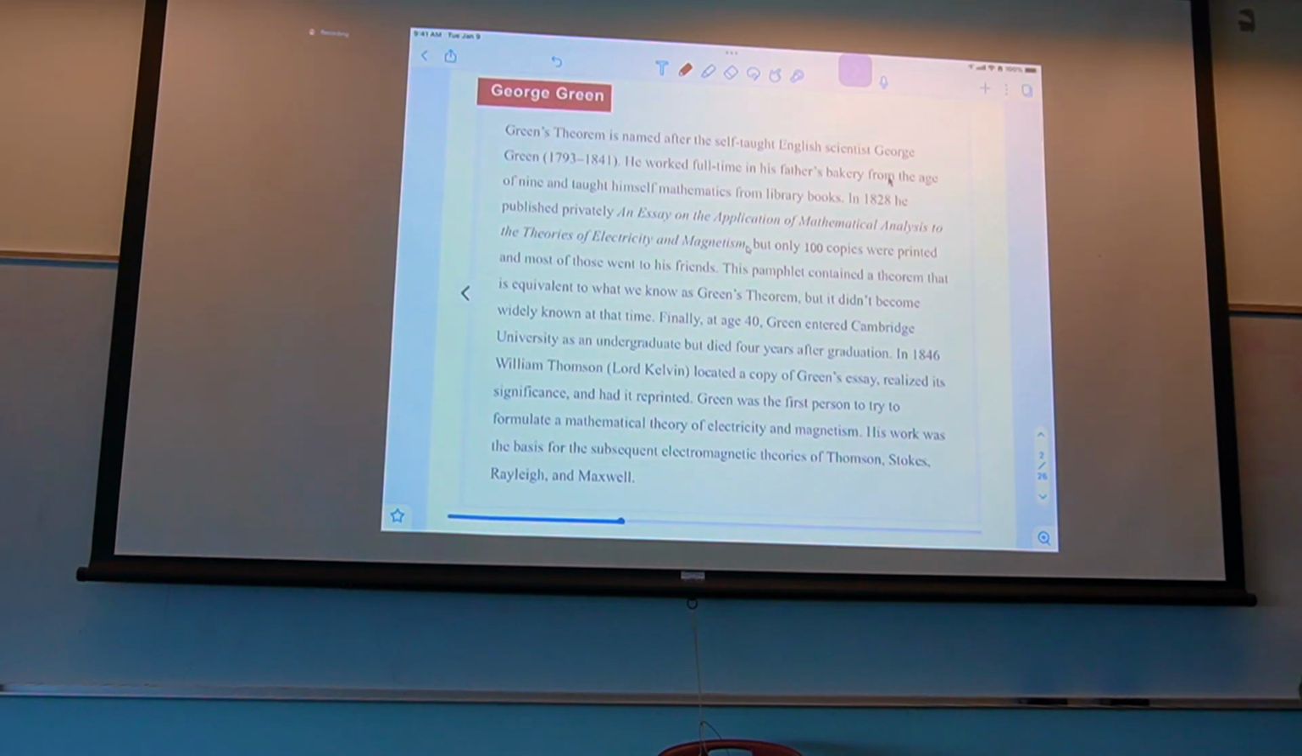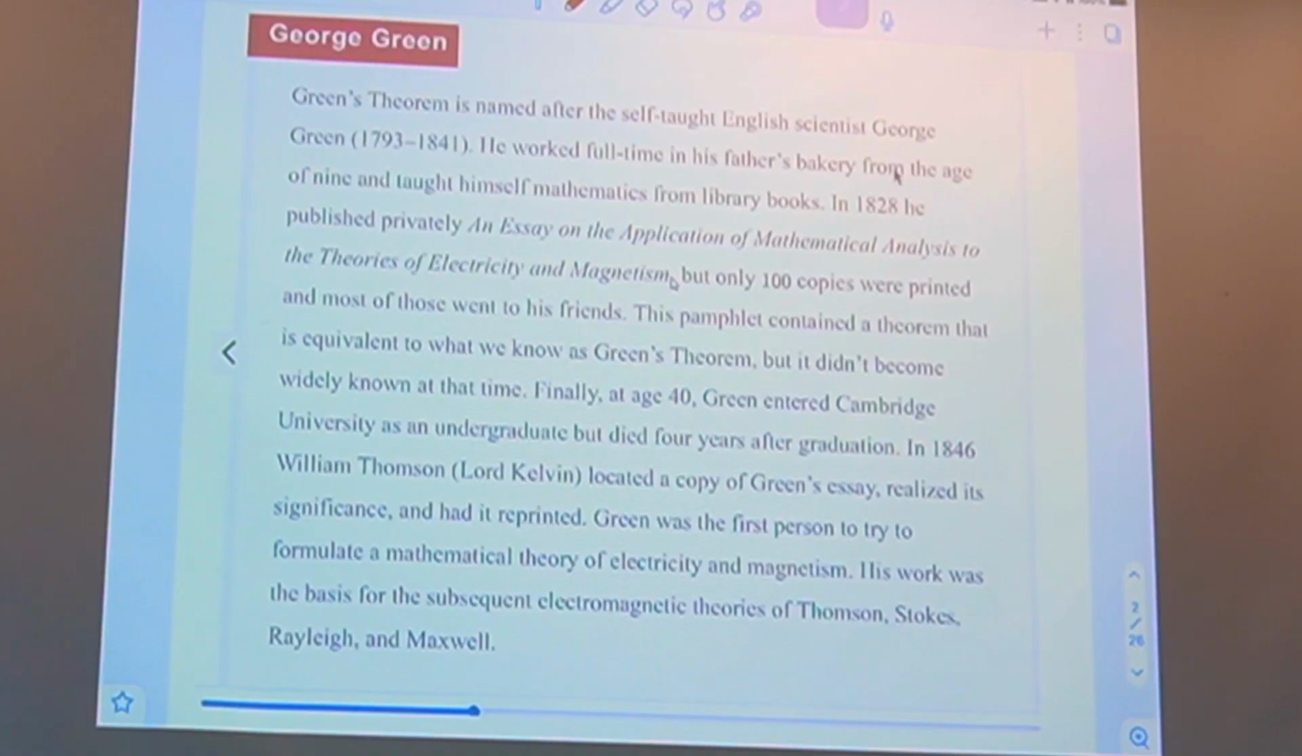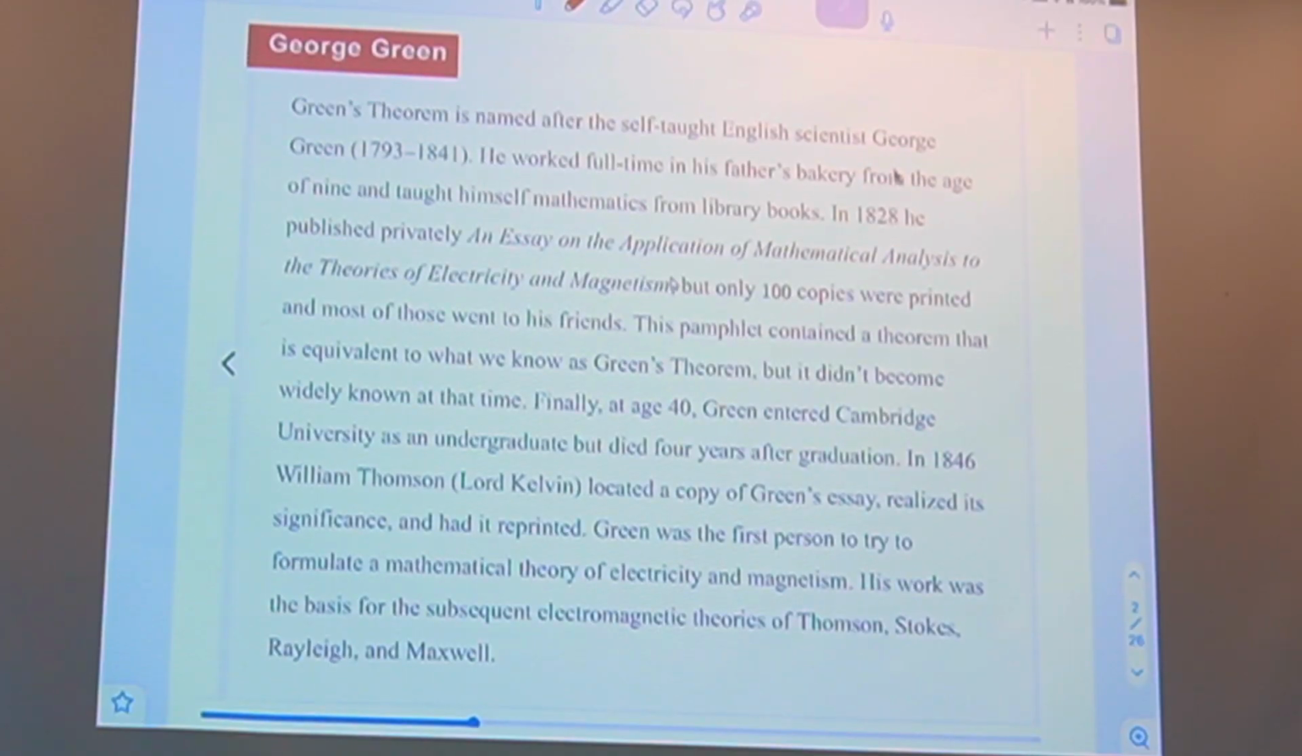His story, his life is very interesting, even though it's very short. I would like to ask someone to read this paragraph about Green, so we know a little bit more about him and the person behind the theorem, okay? So I'll ask Julian, could you read this to the class?